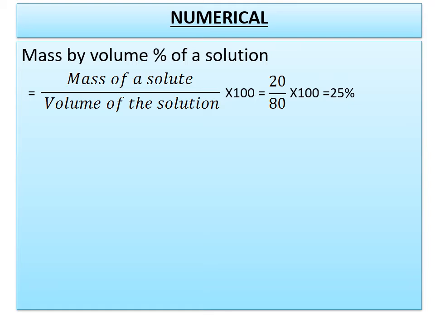So we have two formulae. One is mass percentage, the other one is mass by volume percentage. Both the sums I have done for you. So in the assignment also I will give questions related to this type of numerical. Very important, children. Okay, I hope you have understood these two solutions.